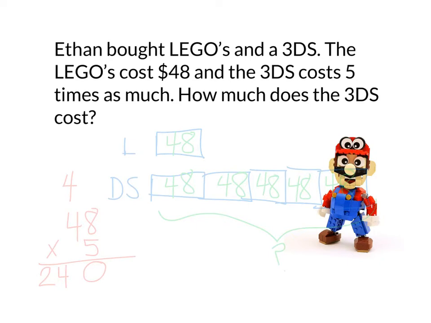No. What do I need to do next? You have to add the Legos. Are you sure? This just says how much does the 3DS cost. Am I done? No. What do I need to do? You have to write a sentence. All right. So what's my sentence supposed to say? The 3DS costs $240.